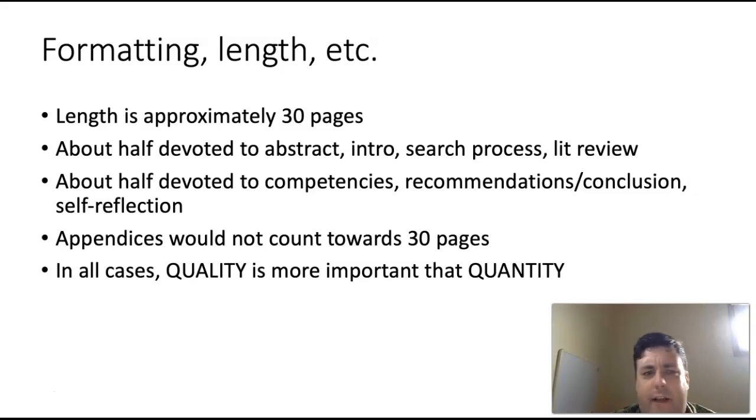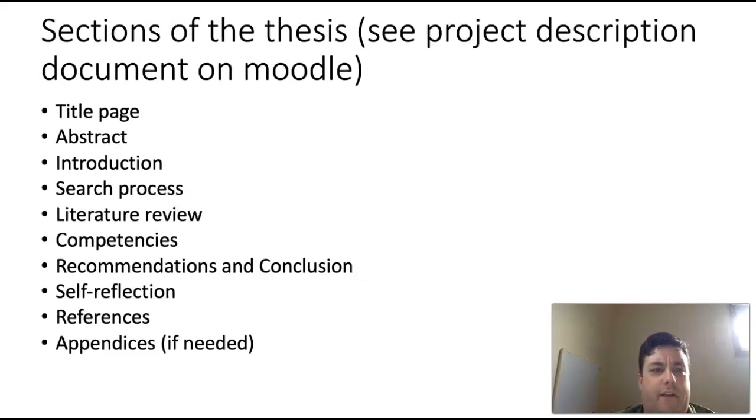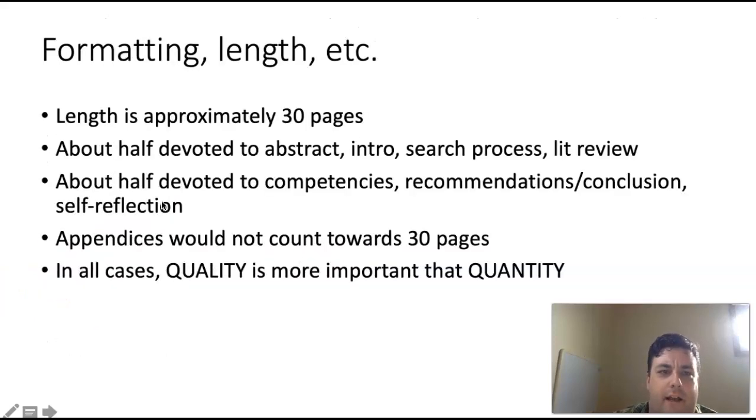depending on topic, depending on writing style, that kind of thing. But given this list of things here, about half devoted to the abstract, intro, search process, and lit review, and then half devoted to competencies, recommendations, self-reflection. Again, if yours ends up being more 60-40, even 70-30, that's fine as well. It's going to vary quite a bit, but I think this is a good way to think about it for now. Appendices, again, those are optional, but they would not count towards the 30 pages.